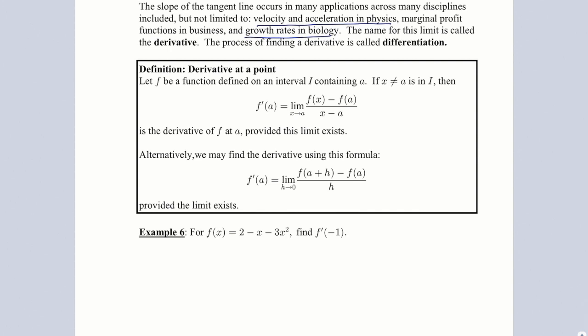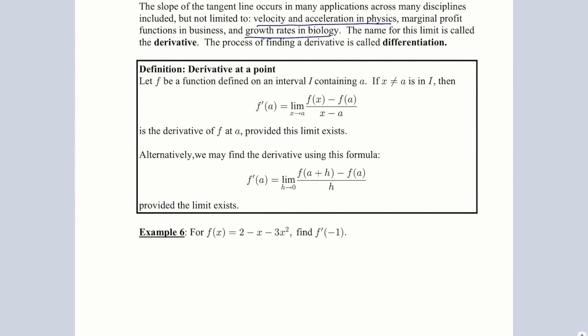When we're finding the slope of the tangent line, what we're actually finding is what's called the derivative. And so the process for finding the derivative is called differentiation. So we're going to keep computing these slopes of the tangent lines over and over, and we're going to call them the derivative for the function at a point. So here's the definition. The derivative at a point is the limit as x approaches a, f of x minus f of a over x minus a, and you would say that's exactly the same as the formula for the slope of the tangent line, and you'd be correct.